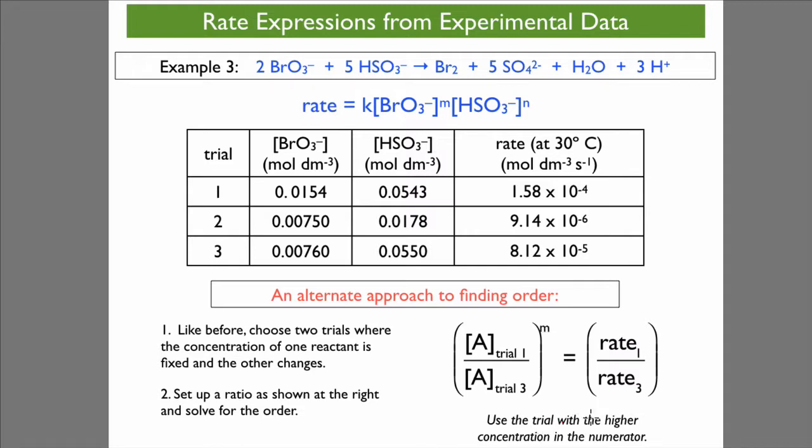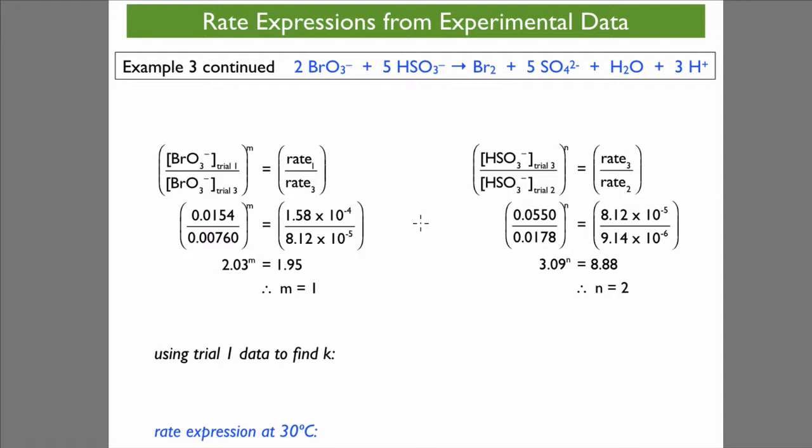Use the trial with the higher concentration in the numerator. So for example, if you're going to do HSO3 minus here, this one would be the numerator. It is larger than this one. So the trial with a higher concentration goes on the top.